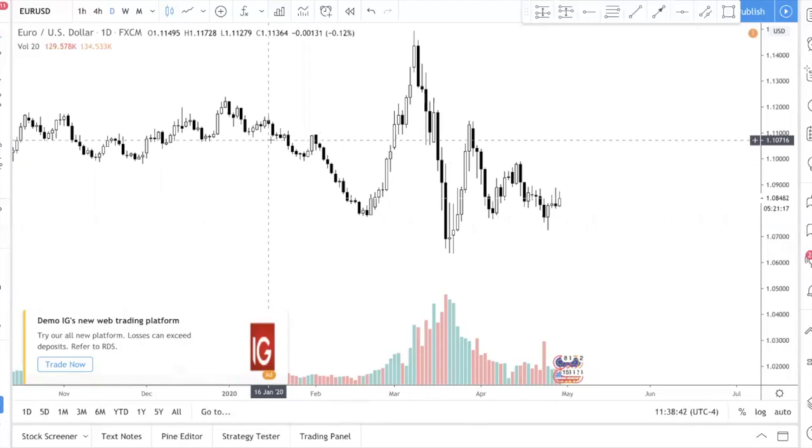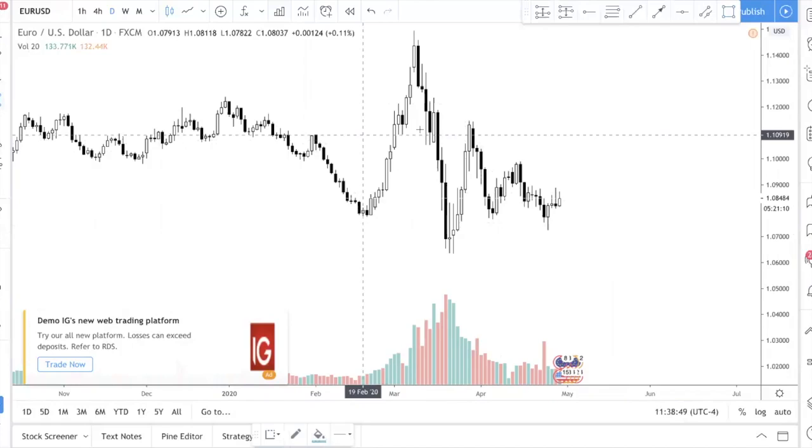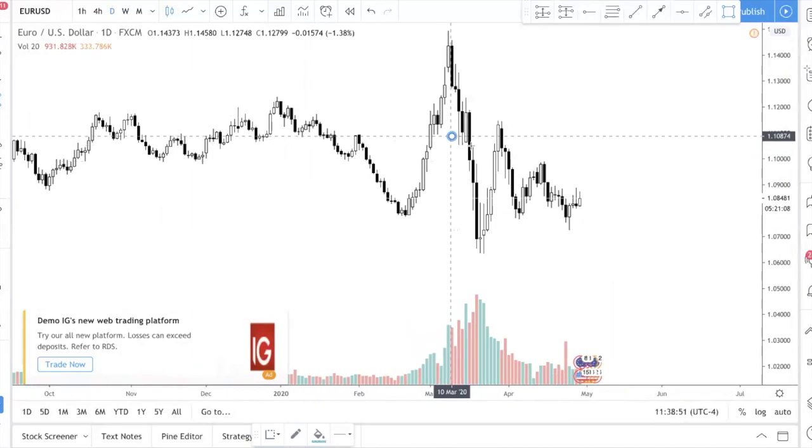Let's go into euro dollar right now. So now we're looking at euro dollar. First step, ask yourself, what is the market structure? In this case, to be honest, it's a bit complex.